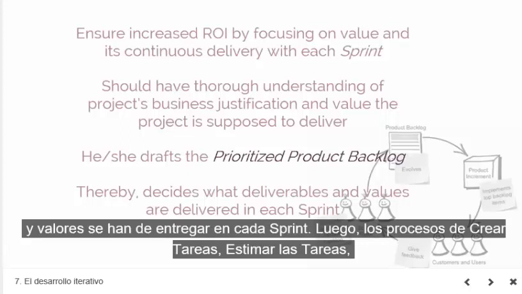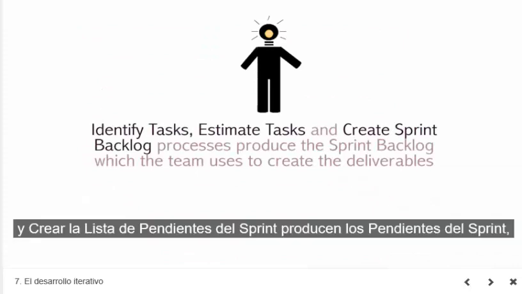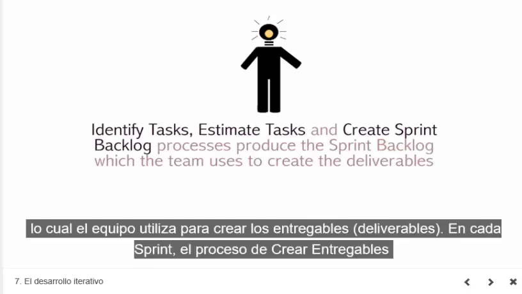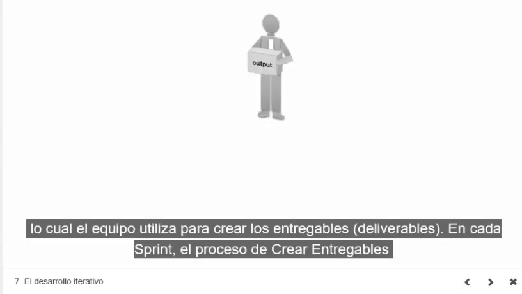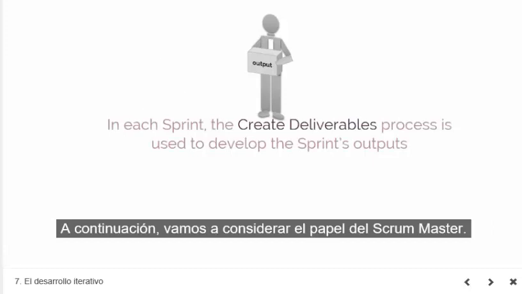Then the Identify Tasks, Estimate Tasks, and Create Sprint Backlog processes produce the sprint backlog, which the team uses to create the deliverables. Moreover, in each sprint, the Create Deliverables process is used to deliver the sprint's outputs.